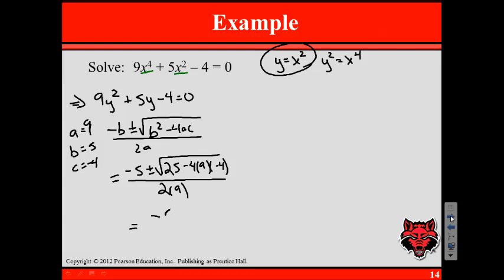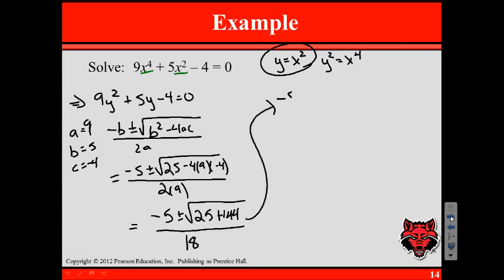This will reduce to negative 5 plus or minus the square root of 25. Now we have to multiply the other three numbers together. We have negative 4 times 9 times negative 4. And when we do that, we'll have negative 4 times 9 is negative 36. Negative 36 times negative 4 will give us a positive 144. All over 18.